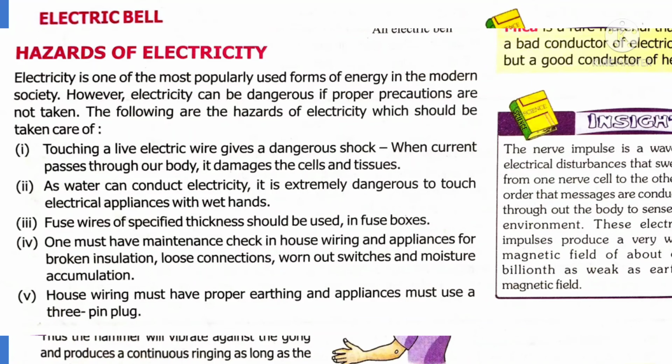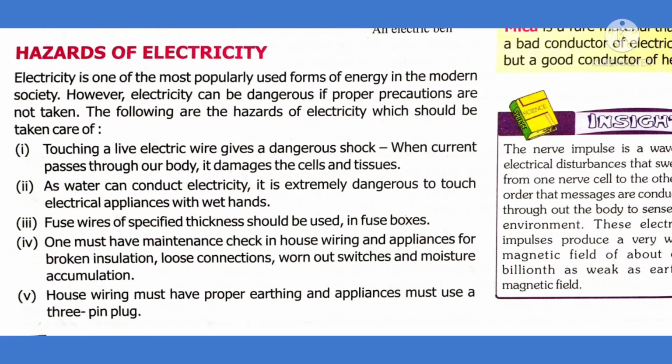Now we are going to study the hazards, the dangers that occur due to electricity. It is dangerous, so we have to follow some precautions. Don't touch a live electric wire, which is very dangerous and gives a dangerous shock, which in turn can take away our life. Also don't touch any electrical appliances or electric wire with wet hands, because water is a good conductor of electricity. Fuse wires of specified thickness should be used in the fuse box. One must have a maintenance check of house wiring.